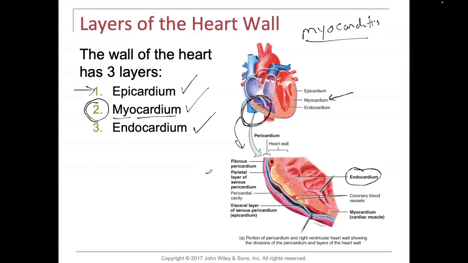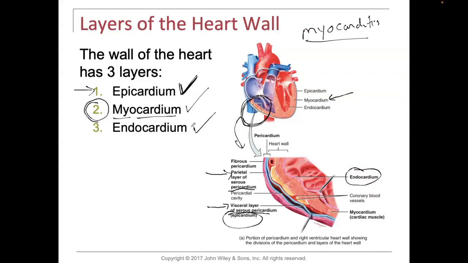So the outer portion right here is the parietal layer of the serous pericardium. Then we have a visceral layer of the serous pericardium, right? So the visceral layer is closest to the organ, whereas the parietal layer kind of is on the wall, like the chest wall. Okay. Now this visceral layer of the serous pericardium is also referred to as the epicardium. Okay, so that one has two different names.